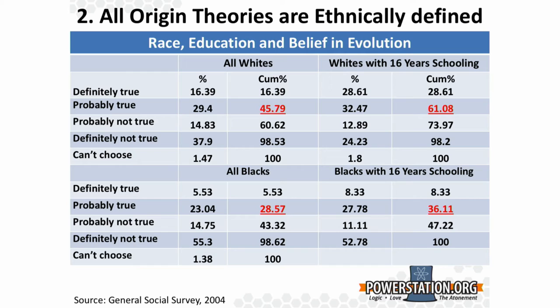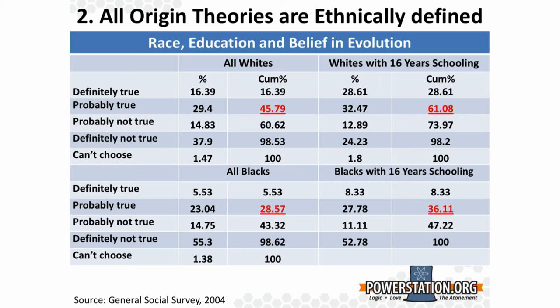We can look here at the differences between blacks and whites. If we look at this table, we can see that of all whites, the letters in red there, 45%, only 45%. Now this is whites in general, those that are in college, those that have university degrees, those that don't. Overall, 45% of whites believe that evolution is probably true. So even among whites, most whites do not believe that evolution is true, only 45%.